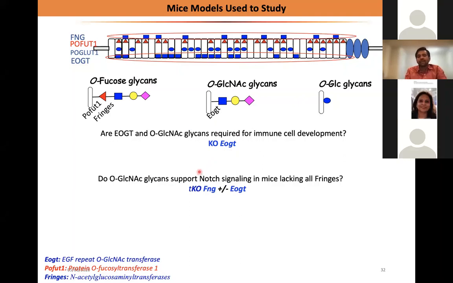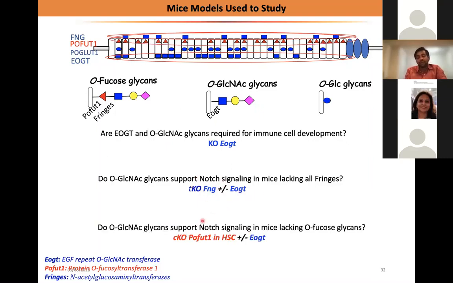Then we are also interested, because EOGT is adding the O-GlcNAc and the fringe is also adding the GlcNAc after the O-fucose is added by POFUT1. So if we remove the fringes, and totally remove the GlcNAc from the EGF surface, then what will happen? How does it affect the Notch signaling and how does it affect the immune cell development? So we developed these triple knockouts. The fringes are radical, manic, and lunatic. So we knock out these fringes and the EOGT enzyme.